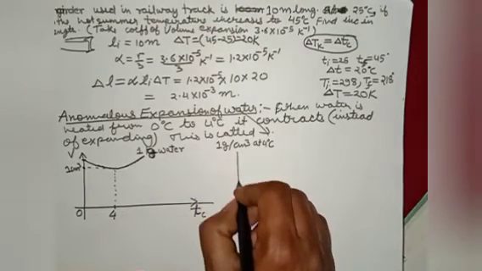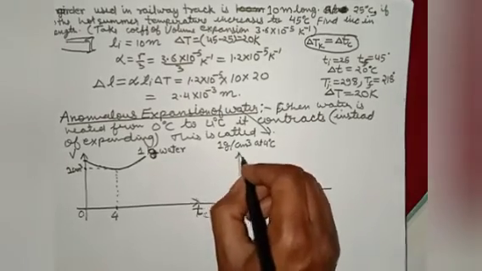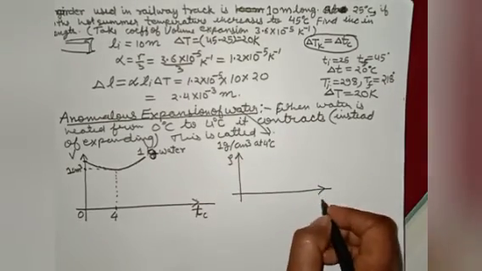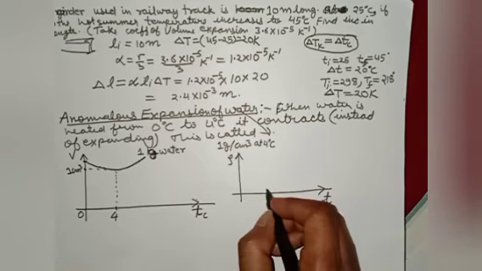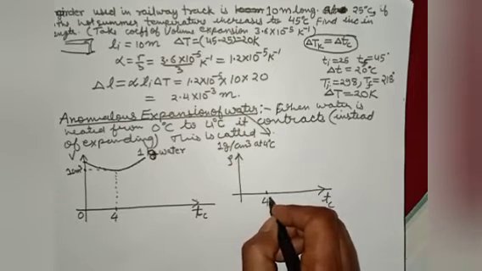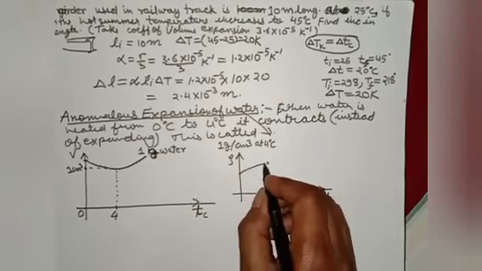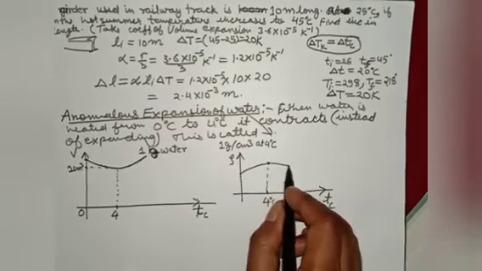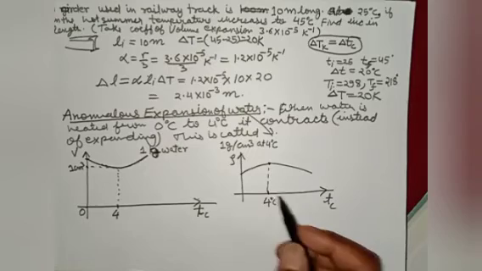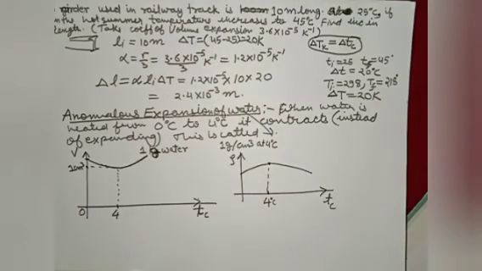If we draw the same diagram for density with temperature, we know that at 4 degrees Celsius, density of water is maximum. Below that, it is lesser. Above that, it is lesser. What is the reason for that anomalous expansion of water? So there are several theories.